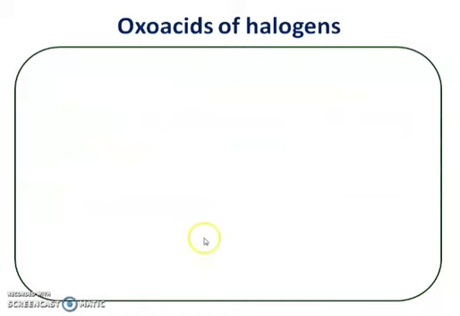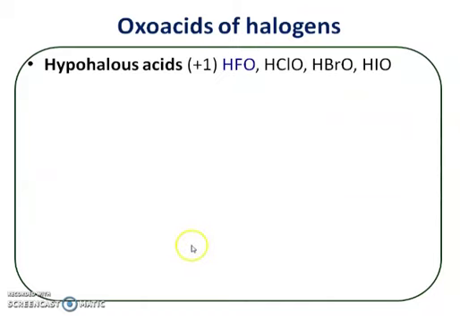Now oxo acids of halogen. So there are different oxo acids of halogen. First is hypohalous acid. In hypohalous acid, the oxidation state of the central halogen atom is +1. For example, HFO, HClO. This is the hypofluorous acid. This is hypochlorous acid, hypobromous acid, hypoiodous acid. So these are the hypohalous acids.